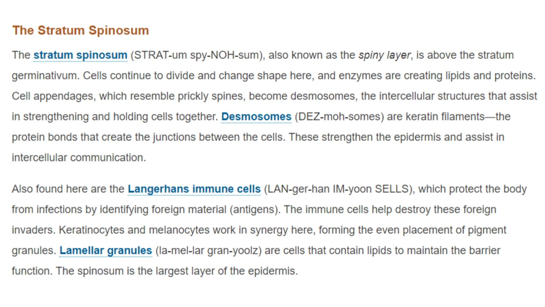Also found here are the Langerhans immune cells, which protect the body from infections by identifying foreign material, antigens. The immune cells help destroy these foreign invaders. Keratinocytes and melanocytes work in synergy here, forming the even placement of pigment granules. Lamellar granules are cells that contain lipids to maintain the barrier function. The spinosum is the largest layer of the epidermis.